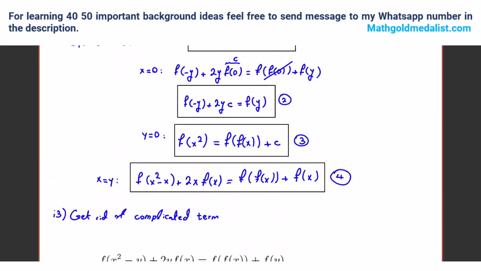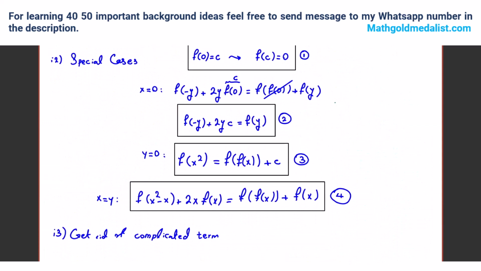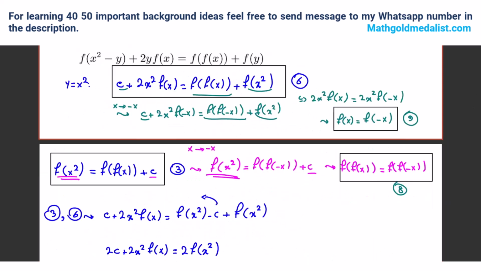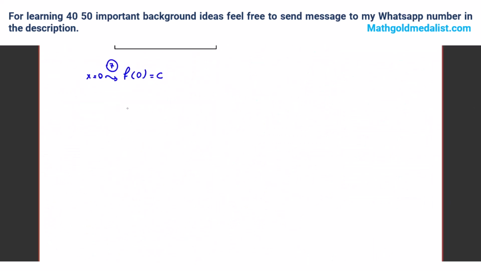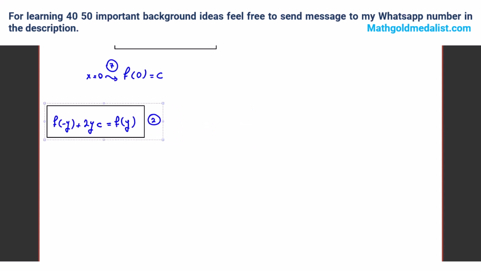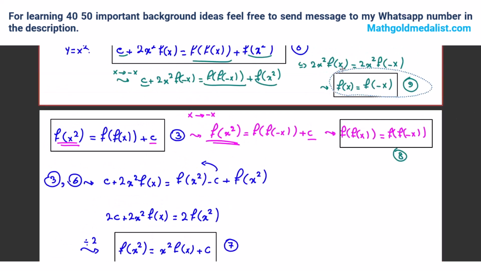And f of x is equal to f of negative x. If we use 9 here, this one is equal to this one. So we can say 2yc is 0, so c is 0. Okay, so let me combine this from 2 and 9. 2 is this one, 9 is this one.